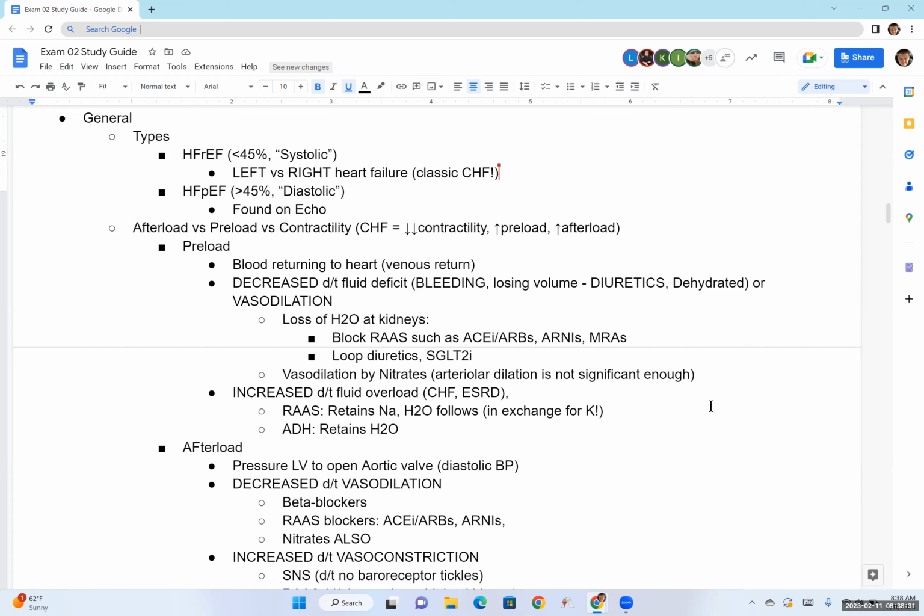Preserved ejection fraction means your EF is not affected, right? It'll be obvious. I'm not going to say it's 43%. It'll be, they have an EF of 20 or 25. Or they have an EF of 60 or 55. All right. Yes.